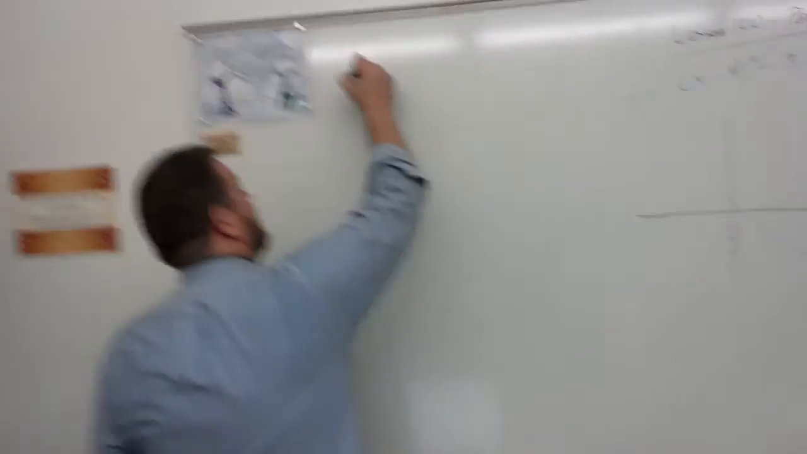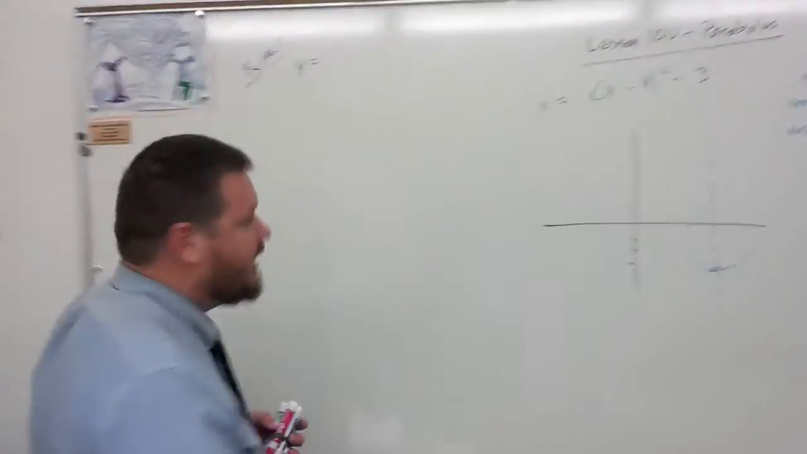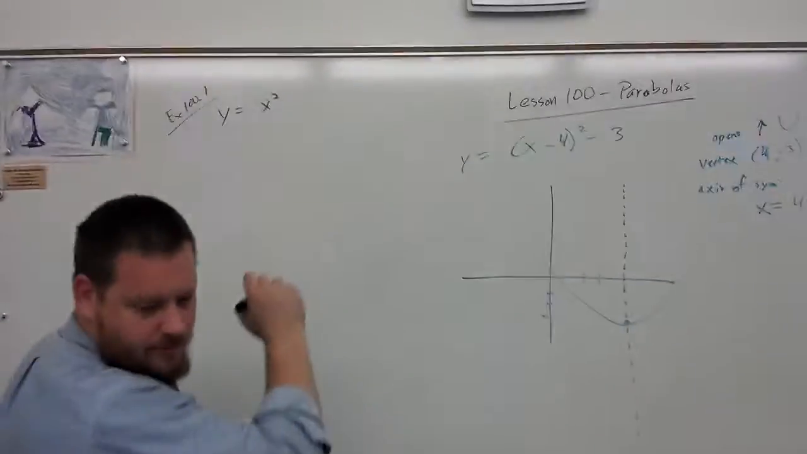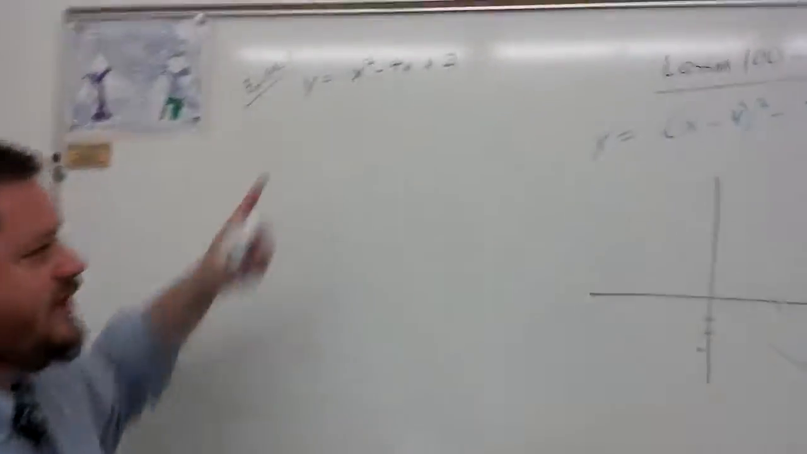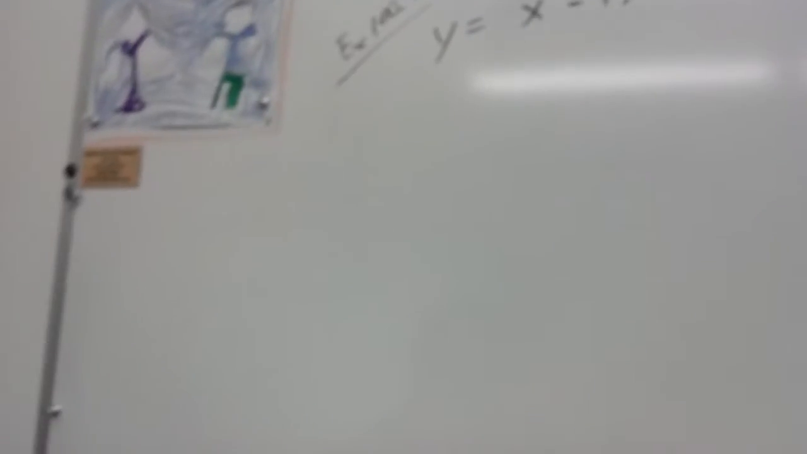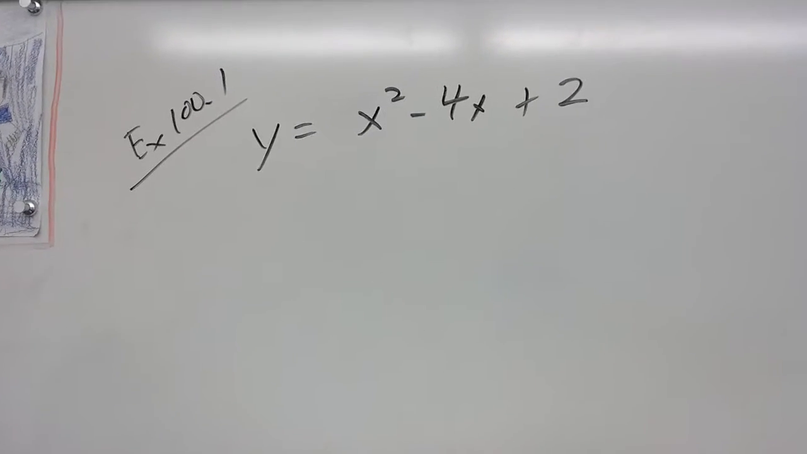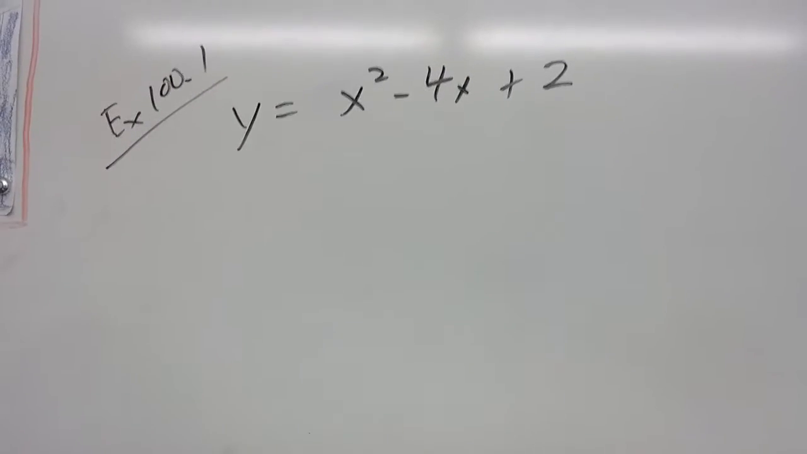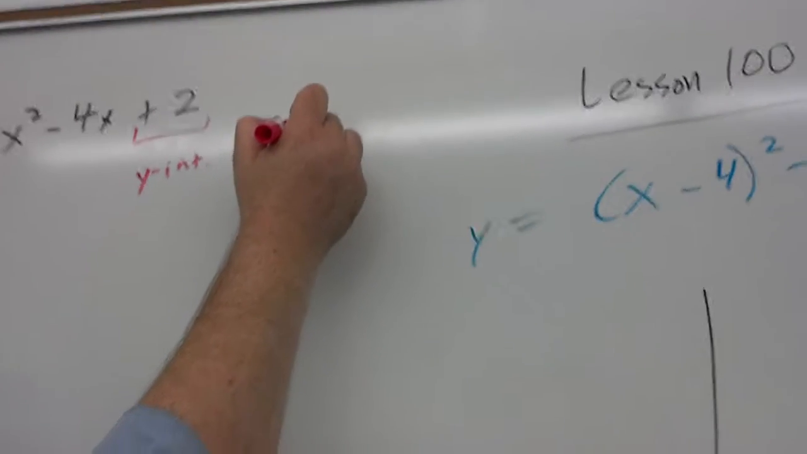Example 100.1. We need to complete the square to graph y equals x squared minus 4x plus 2. Is this standard form or general form? General form. General form does tell us something interesting: it tells us where the y-intercept is. The y-intercept is right here, at 2.